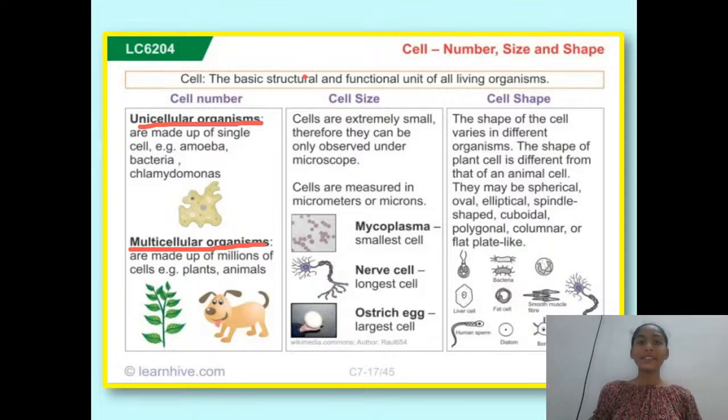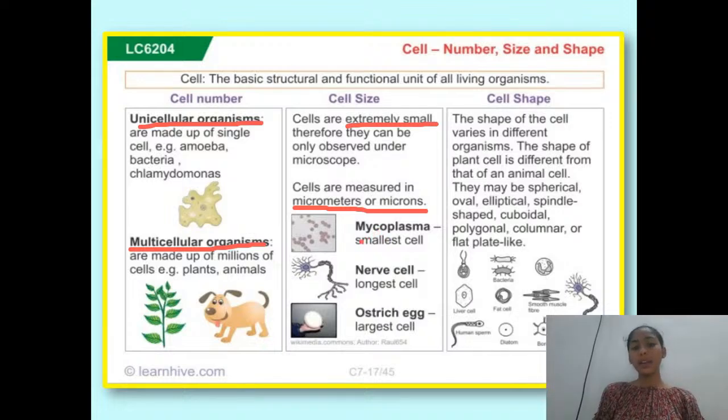But I don't think the cell is smaller than the atom. The atom is much smaller than the cell, but the cell is still extremely tiny. Therefore, cells can only be observed under a microscope or electron microscope. If you have an electron microscope, then you can clearly see the cell. Cells are measured in micrometers or microns. These are the smallest units, I think. Nanometers are also there.